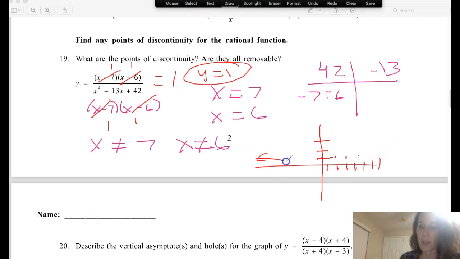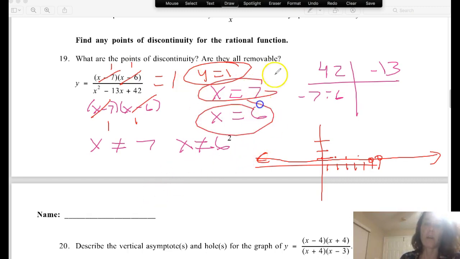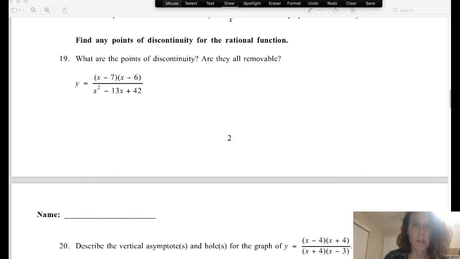My function's not going to work because my original function wouldn't happen. This wouldn't happen if x were 7 because this would be 0 and then I couldn't even do this simplifying. So 1, 2, 3, 4, 5, 6, at 7 I got a hole. Also x can't be 6. At 6 I have a hole. Okay, so these are removable. They're not asymptotes. They're actually holes in the graph. So here they are. Are they removable? Yes. All right, let's go on to 20.